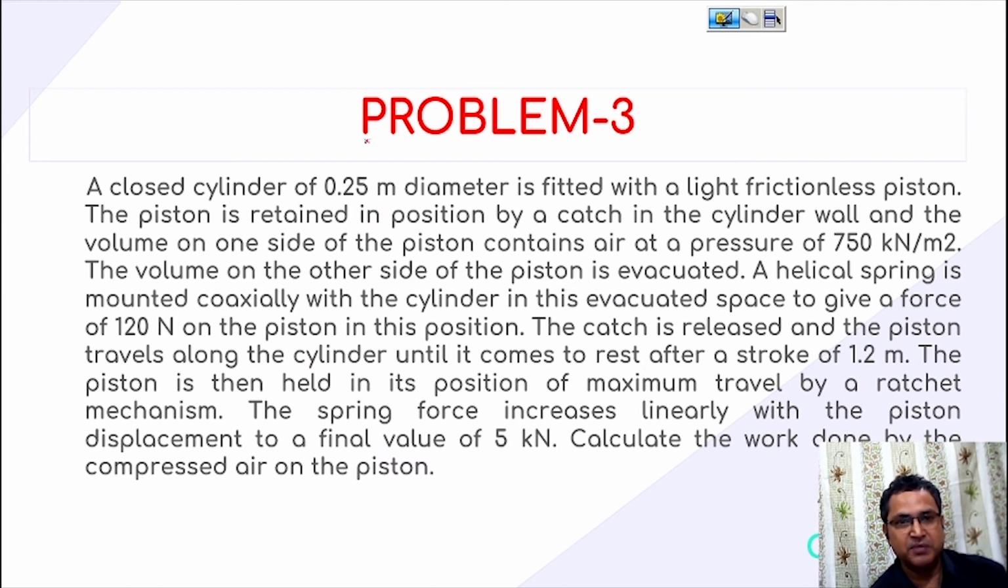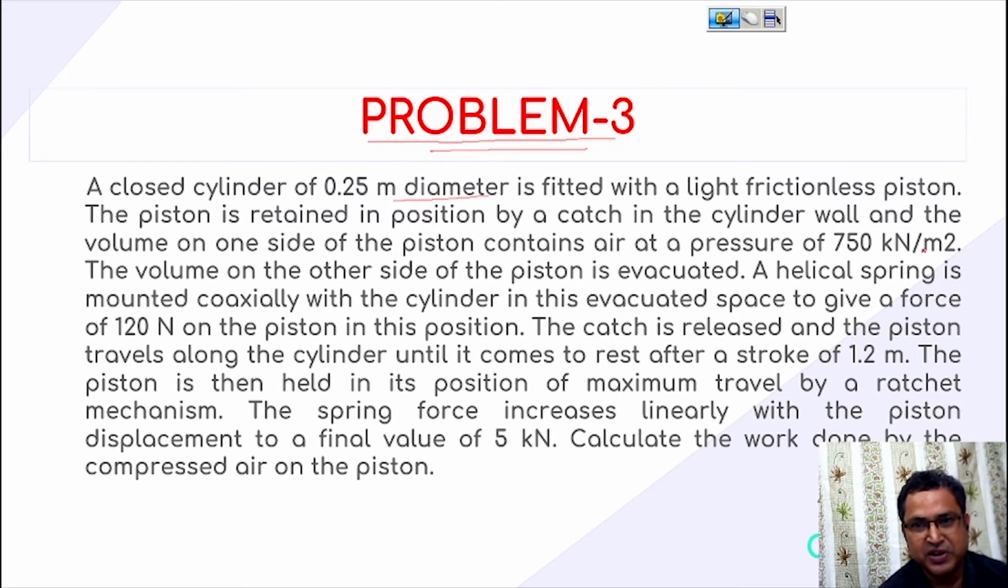Now the next problem. This is a little bit tricky problem. A closed cylinder of 0.25 meter diameter, the diameter of the cylinder is given, is fitted with a frictionless piston. The piston is retained in a position by a catch in the cylinder wall, and the volume on one side of the piston contains air at a pressure of 750 kilonewton per meter square.